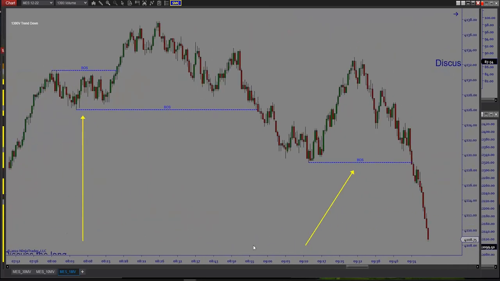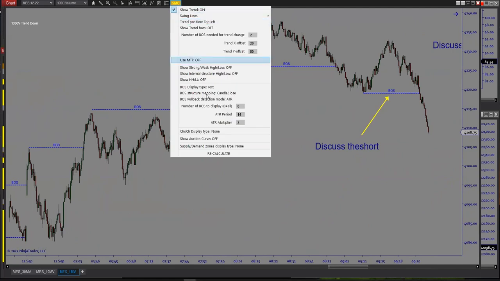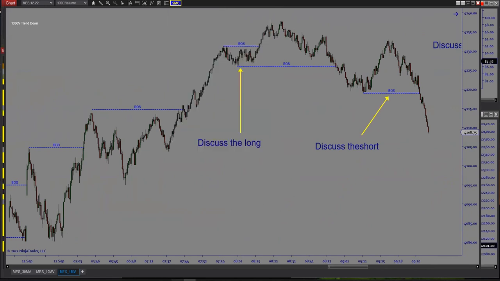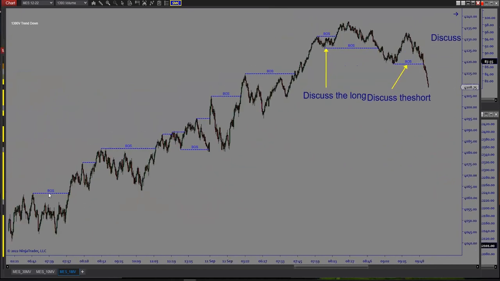Now, first of all, how many of you guys think that this is a clean chart? All I've done is I've turned off everything. I've literally turned off all of the bells and whistles and the colors, because what I want to do is teach you the only swings that matter. If you look at this chart, you're going to see the BOSs. Super, super simple and really, really clean.